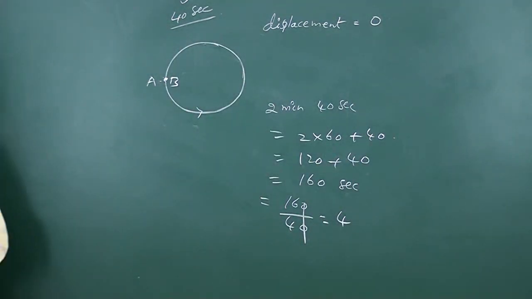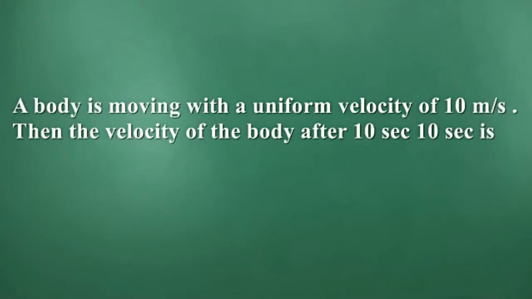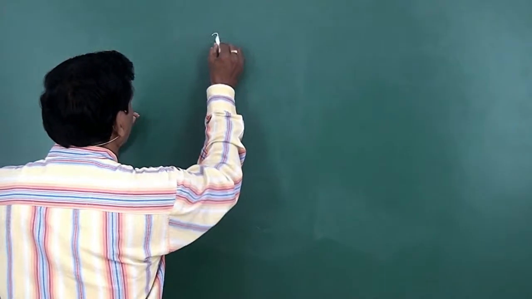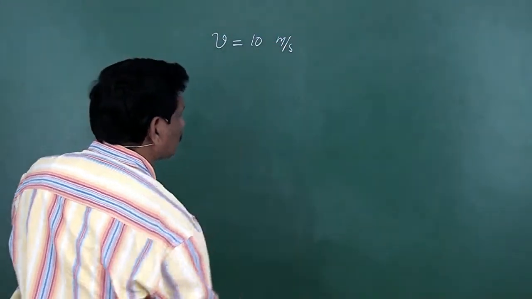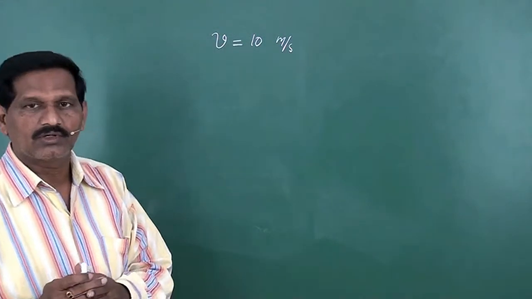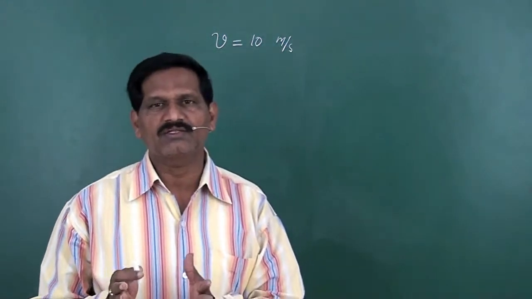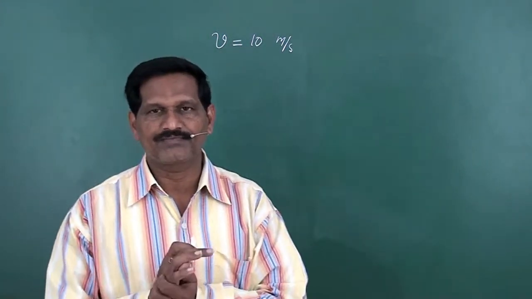Displacement is 0. So another problem. A body is moving with a uniform velocity of 10 meter per second. Then the velocity of the body after 10 seconds is? So here the body is moving with uniform velocity of 10 meter per second, and it is asked to find the velocity after 10 seconds.